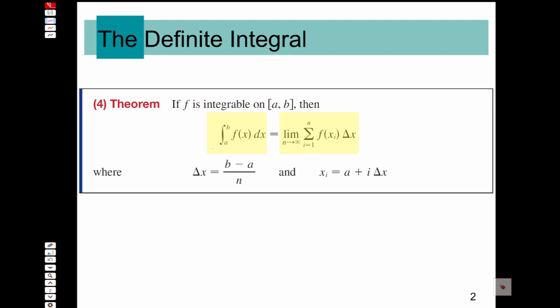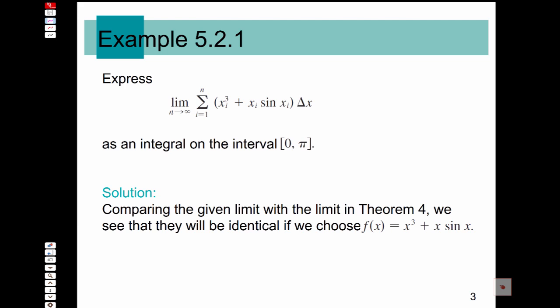limiting value of these Riemann sums, where this delta x represents the width of our approximating rectangle and is given by this quantity here, b minus a over n. And in this case, x sub i is the right-hand endpoint of each interval, which we're using as the sample point in this case. Let's now work through example 5.2.1 from the textbook.